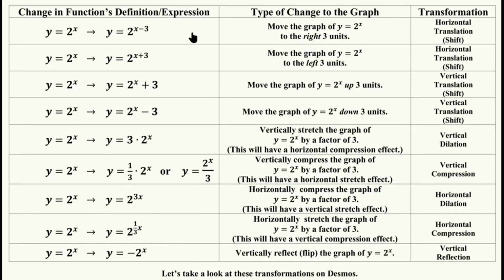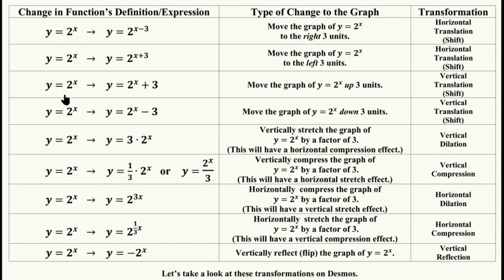These are exactly in line with the kind of transformations we saw in the case of parabolas. For example, if we change the equation of y equals e to the x to y equals 2 to the x minus 3, this is going to have the effect of taking the graph of y equals 2 to the x and moving it 3 units to the right. If you recall, when you change the x to x minus a number, then the shift is actually to the right. If we do the change from y equals 2 to the x to y equals 2 to the x plus 3, that's going to be a shift of 3 units to the left. These are called horizontal translations or shifts.